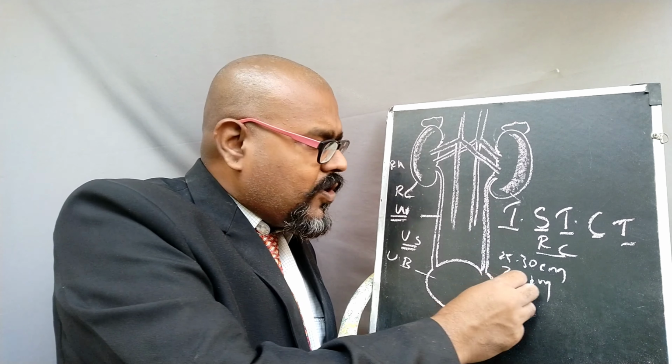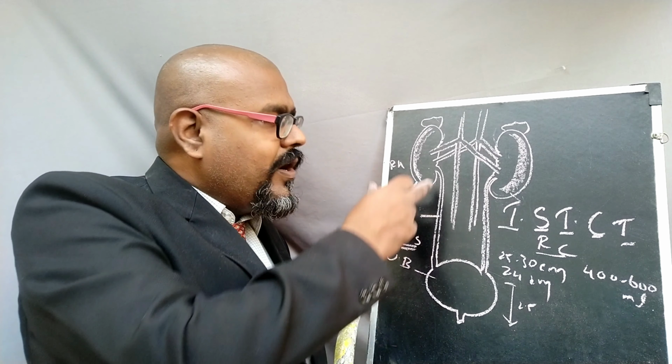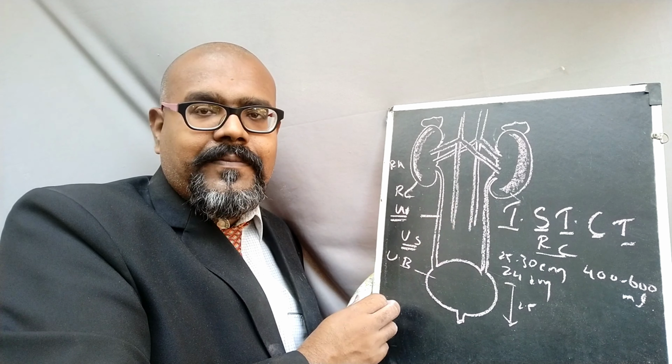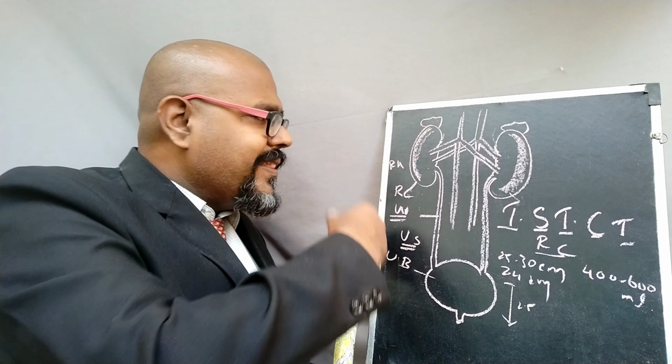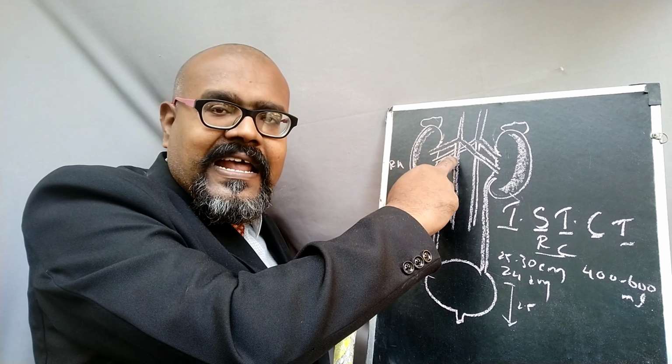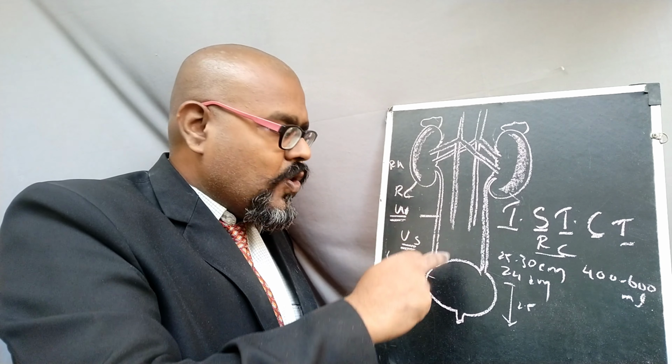The urinary bladder is a bag-like structure. Its capacity is around 400 to 600 ml. It is flexible like a stomach. Its length is around 2 to 5 centimeter, and the ureter length is around 25 to 30 centimeter. So all these parts, that is renal artery, renal vein, ureter, kidney, urinary bladder.